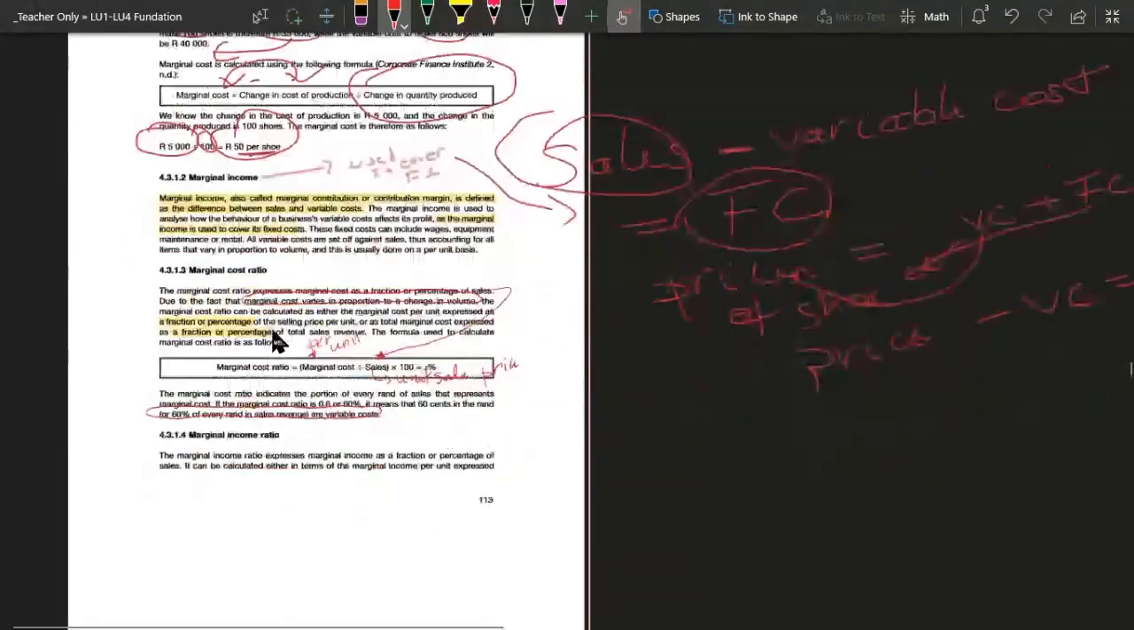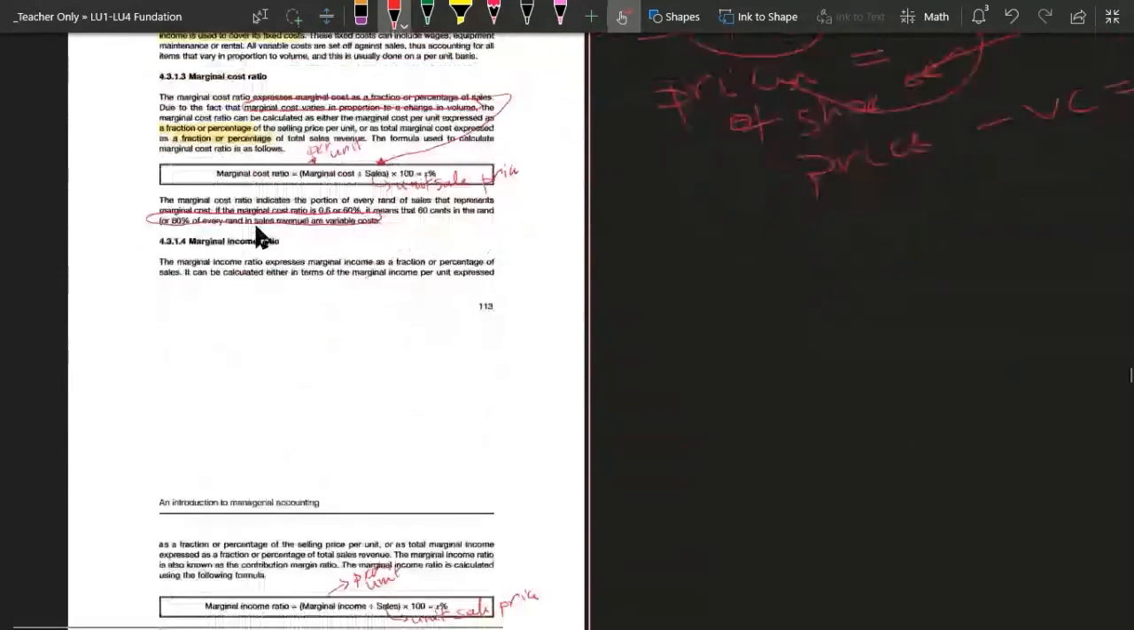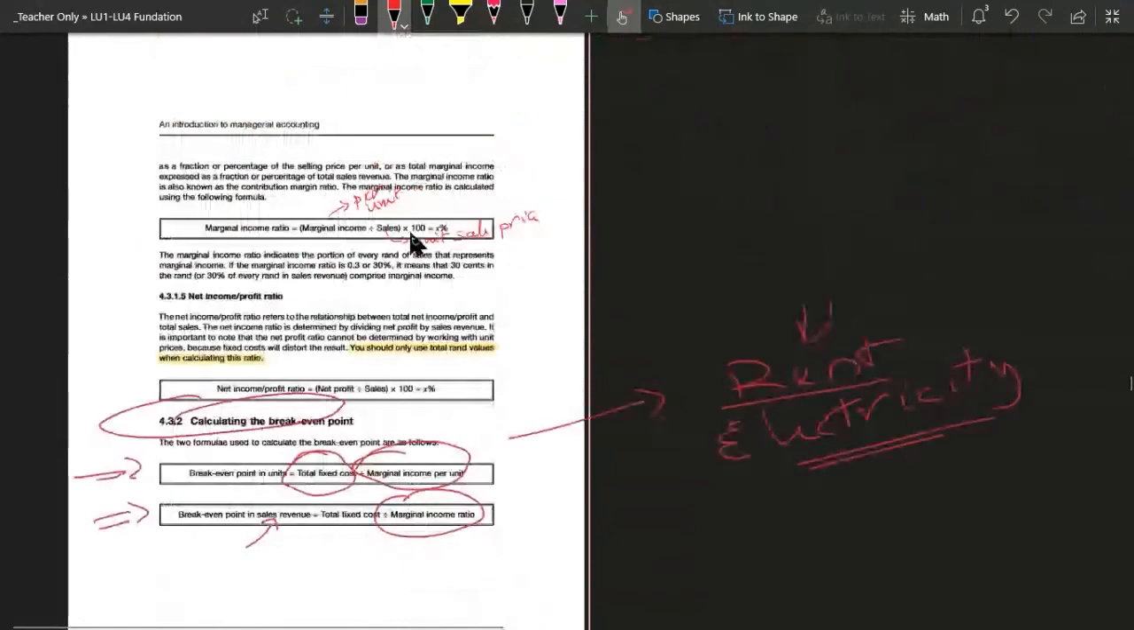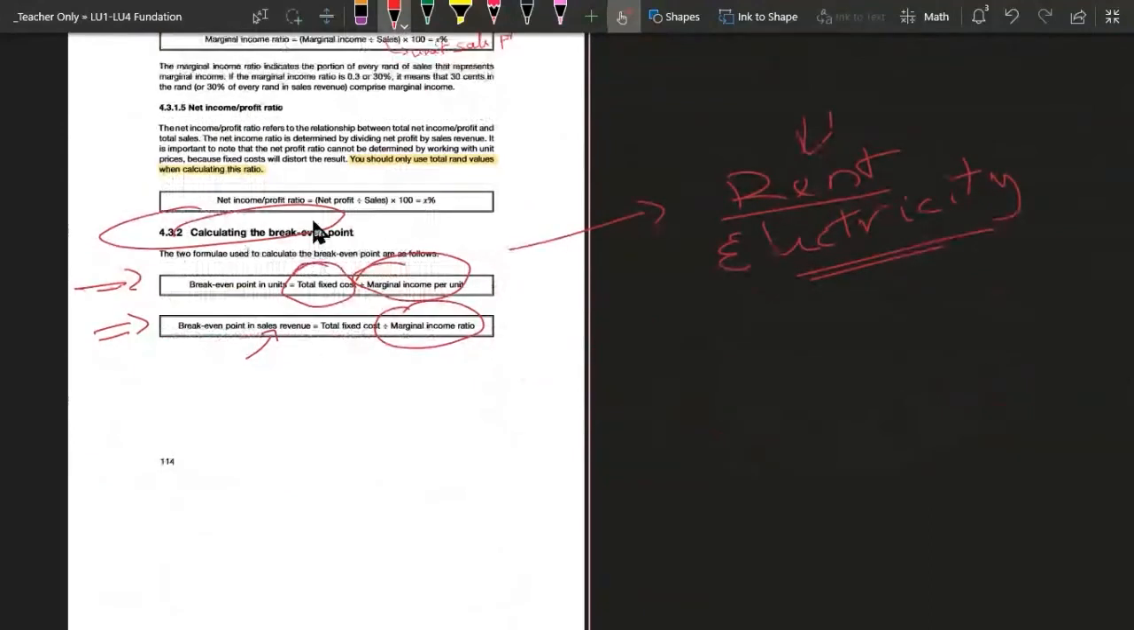Perfect. All right, so now look at the marginal cost ratio. It's going to be the same thing. For the marginal cost ratio, you take the marginal cost divided by sales multiplied by 100. And what is the marginal income ratio? You take the marginal income divided by sales multiplied by 100. How do you get the break even? From the total fixed cost. Remember, the break even is always when we have covered our fixed costs.